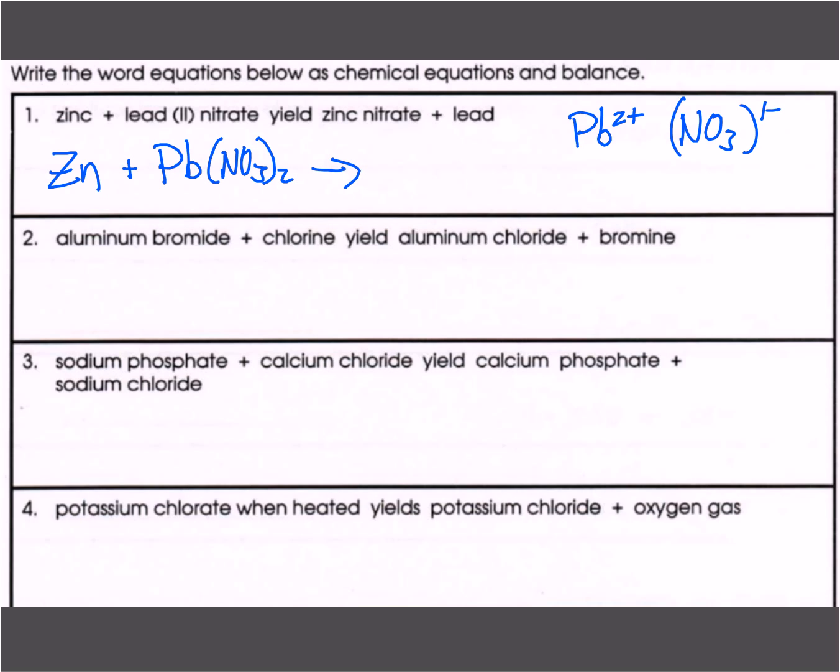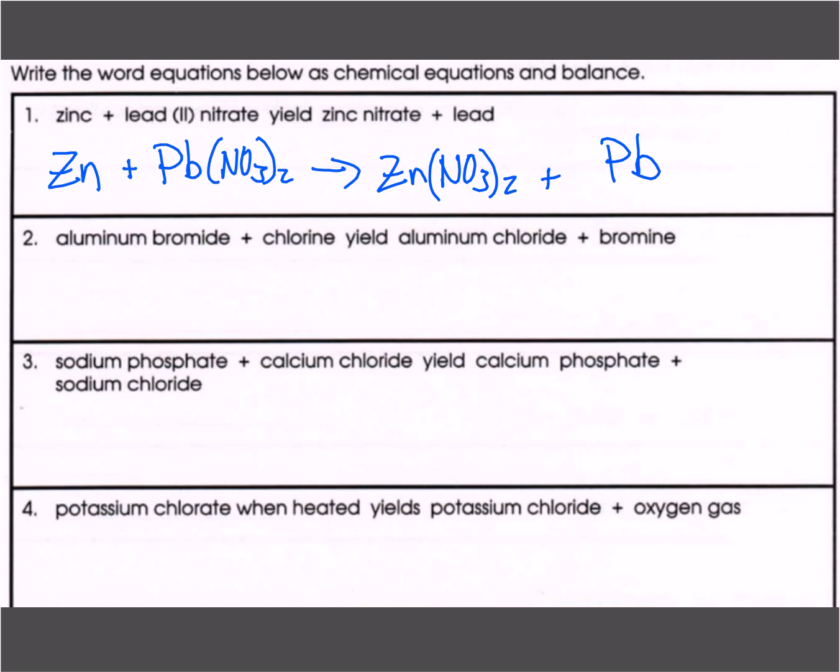What's the charge on zinc? Positive. Positive what? 2. Yep, it's part of the mini staircase. So therefore, our formula is going to be zinc nitrate. It's going to look just like lead(II) nitrate, except zinc instead of lead. Now how do I write lead by itself? Pb. Pb, not Lb.